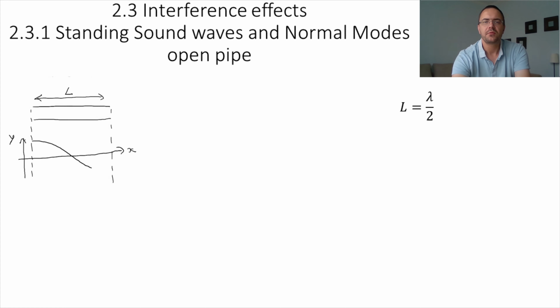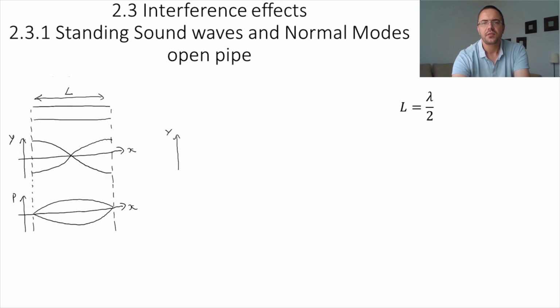And so for the first harmonic, it will correspond to the case where the length of the pipe is equal to half a wavelength. If you prefer, we can also plot the pressure fluctuations. For the pressure fluctuations, the open ends correspond to pressure nodes. So we have a node on both sides. And again, you see that L is equal to lambda over 2.